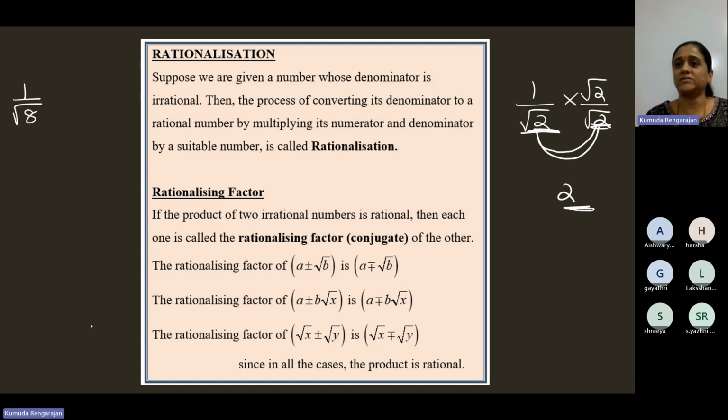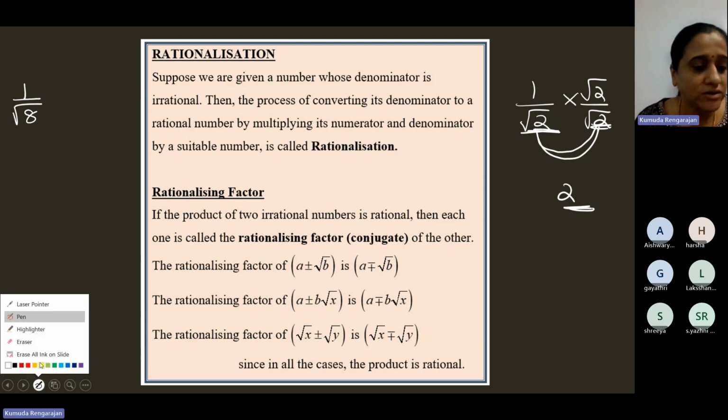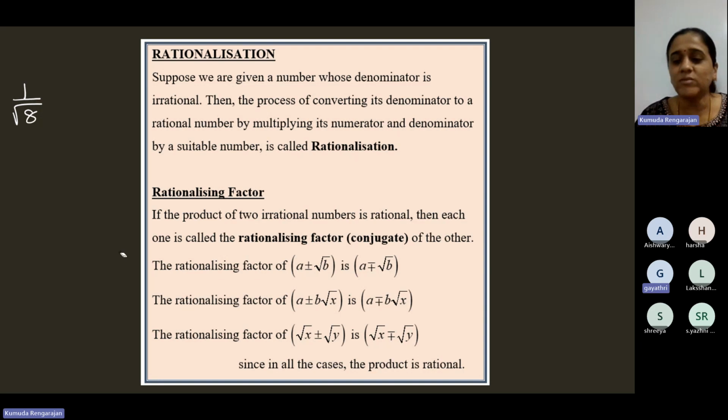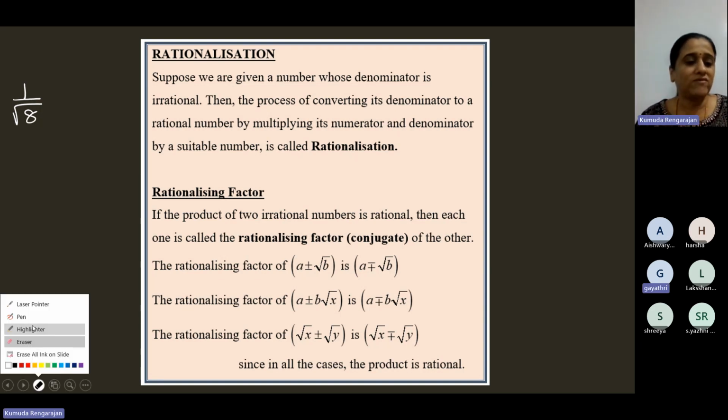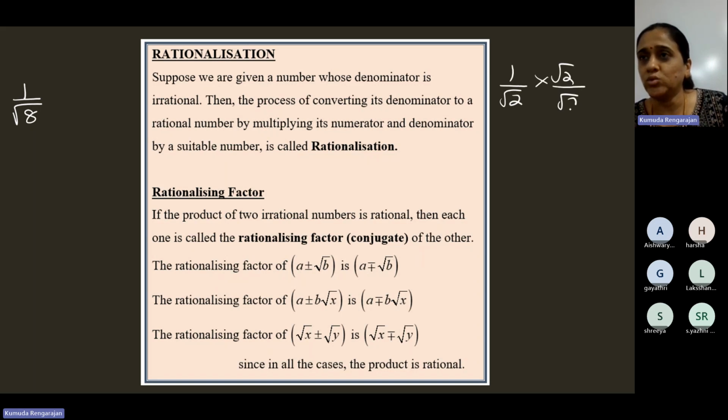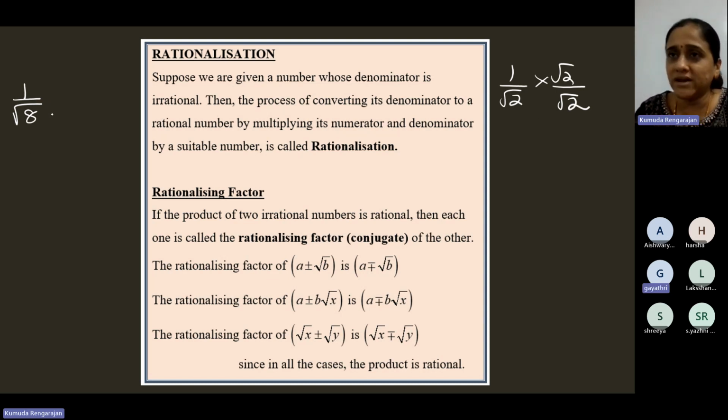So what's the answer for this one? 1 by root 8. So we'll have to multiply and divide by root 8, correct? Because what did we do for 1 by root 2? We multiplied and divided by root 2. So applying the same thing here, it will be multiply and divide by root 8, correct? But no, that's not the answer.